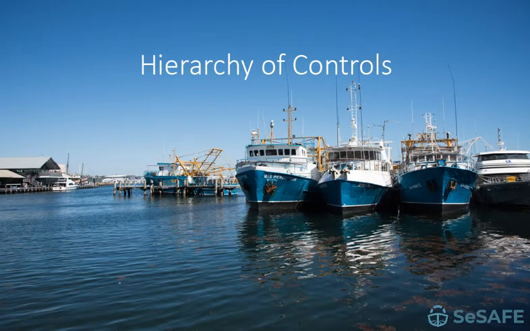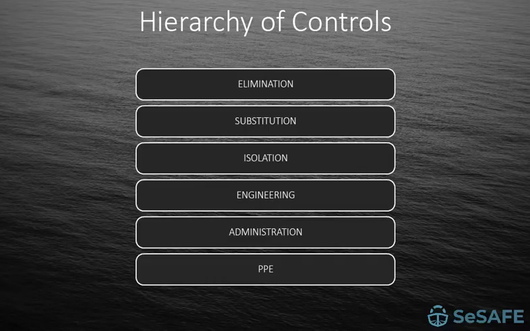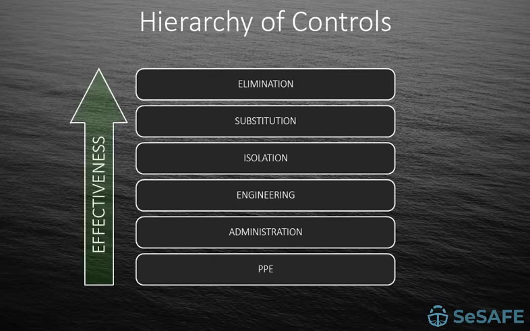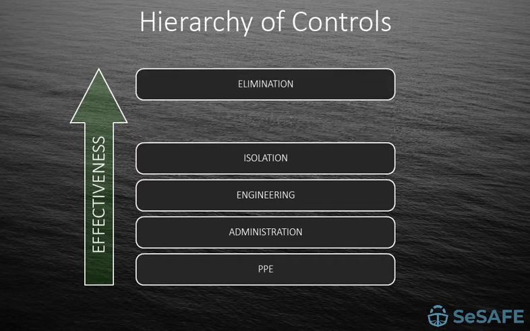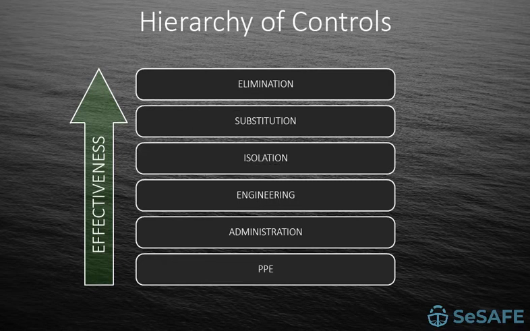Welcome. This module will introduce you to the hierarchy of controls. Basically, the hierarchy of controls is a simple tool to systematically assess the effectiveness of controls that can be applied in response to a hazard or risk. In order of most effective to least effective control measures, the hierarchy of controls are elimination, substitution, isolation, engineering, administrative controls, and personal protective equipment.